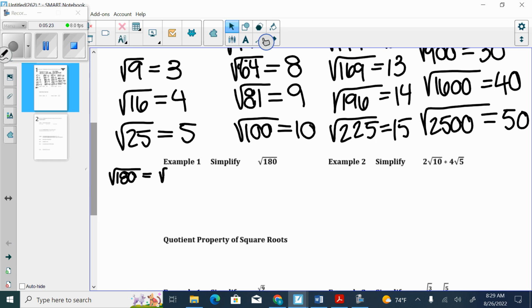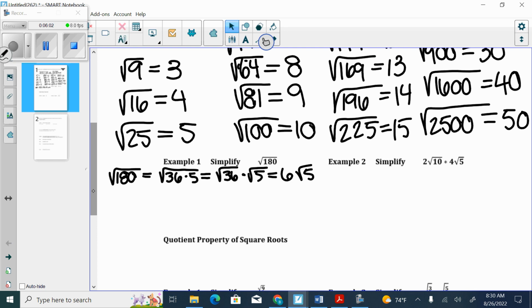So I can rewrite this as the square root of 36 times 5. And according to our product property from up there at the top, I could also write this as square root of 36 times square root of 5, right? Those mean the same thing. Okay? And what is the square root of 36? Very good. But is there a square root of 5? No. So that just stays underneath the radical.